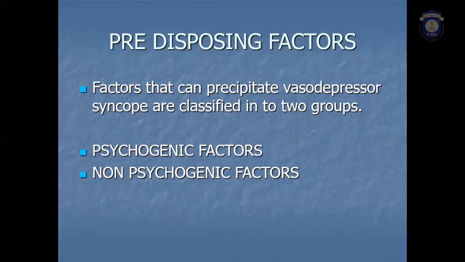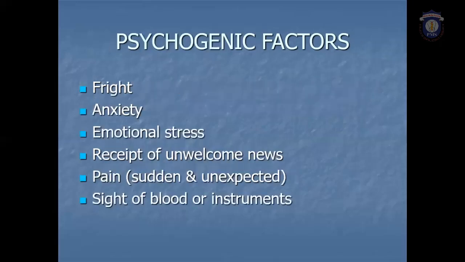Basically, syncope needs two kinds of factors, the psychogenic factors and the non-psychogenic factors. These factors can precipitate vasodepressor syncope. The psychogenic factors are fright, anxiety, emotional stress, receipt of unwelcome news, pain that can be sudden or unexpected, and sight of blood or instruments.